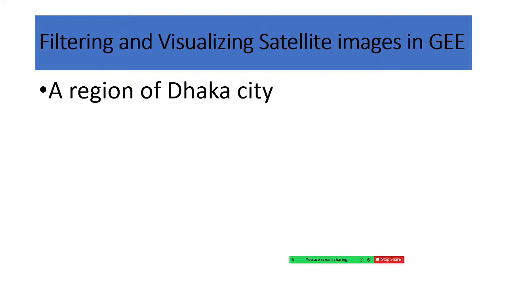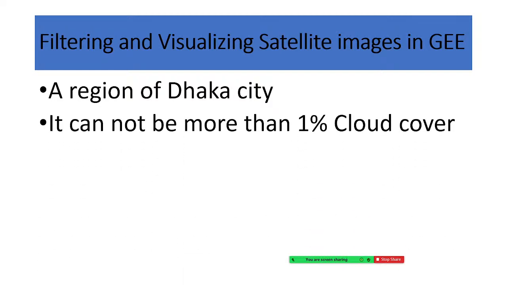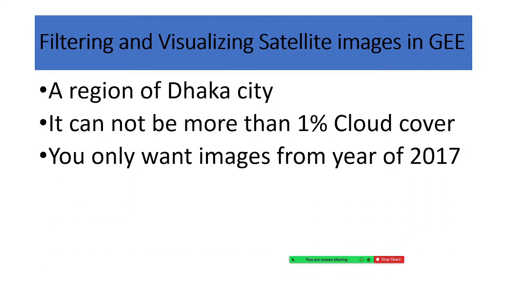Then I need only those images which have no more than 1% cloud cover. So this is another factor, the image properties. Another factor is that you may want to filter this Landsat image only for your own time period. Suppose I need those images which were captured in the year 2017. So this is another factor.